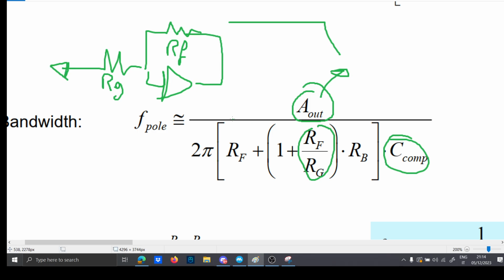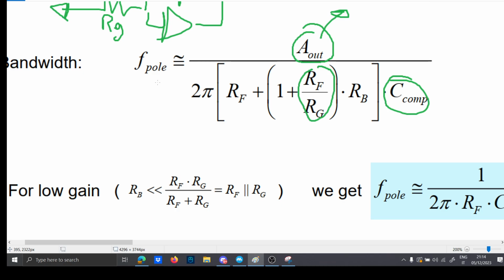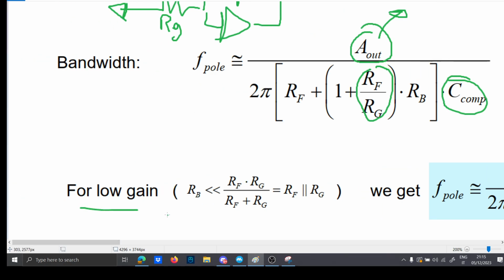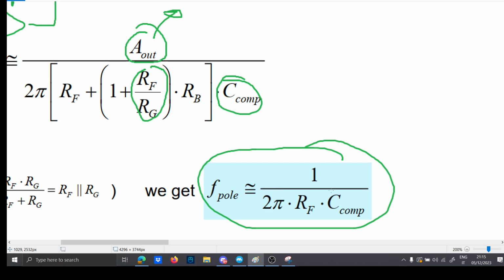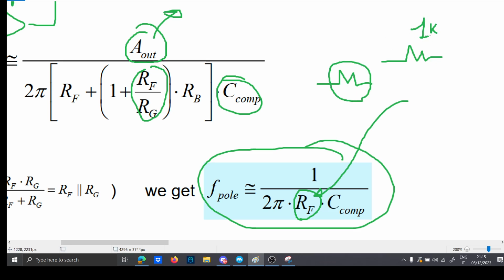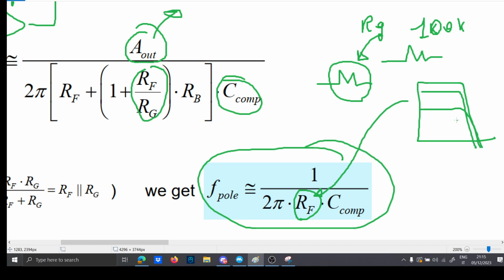Just to know, you can approximate the pole of this bandwidth, for low gain. If you do that, you get that the frequency of the pole is this. This is very important because you understand that the frequency of the pole depends only on the resistor of the feedback. Meaning that if you fix the feedback resistor at 1 kilo ohm and you change this resistor, let's choose for instance 100 kilo ohm, and you fix this resistor here, RG, your gain will increase like this, but the bandwidth will not decrease. And you always cut at this point here.